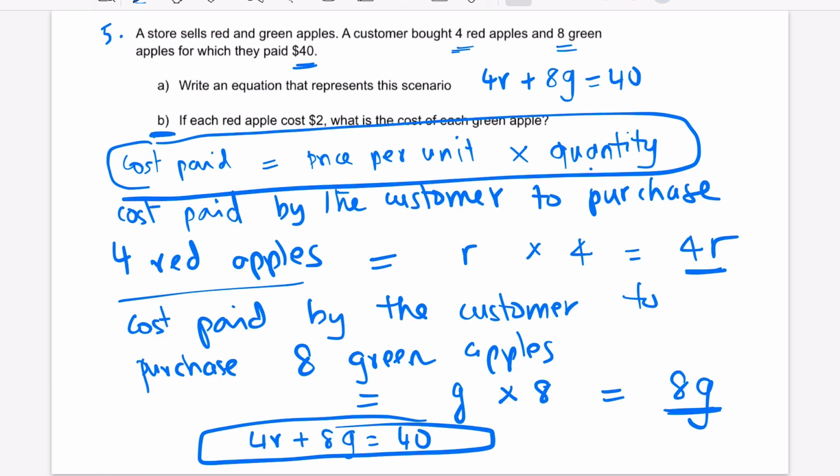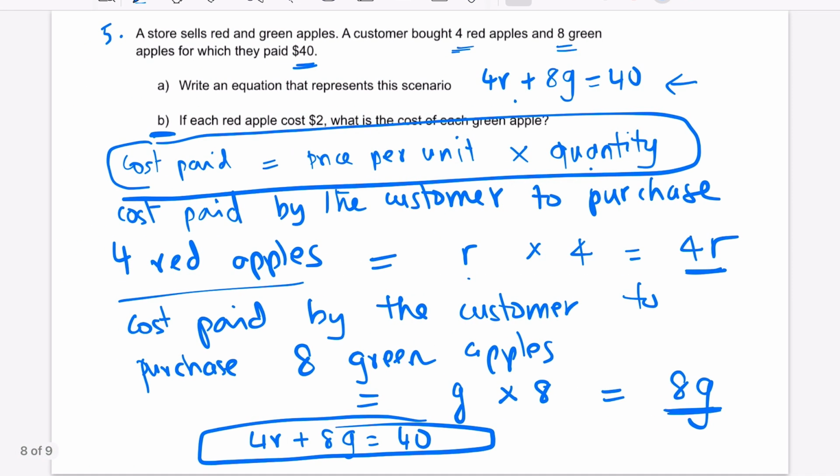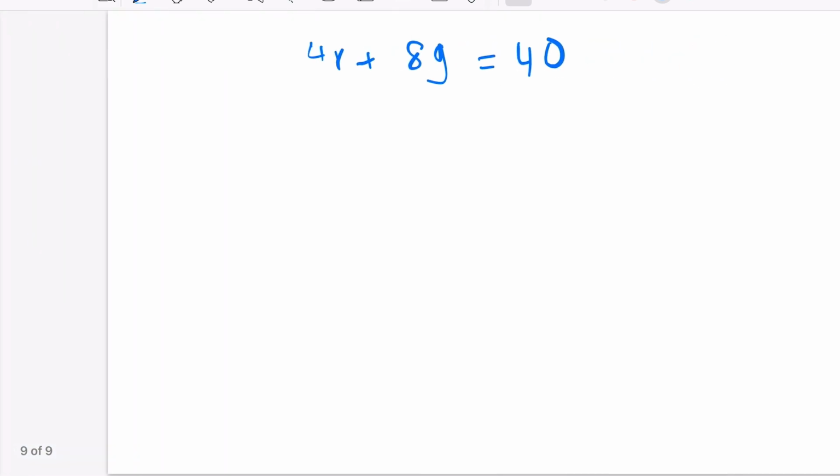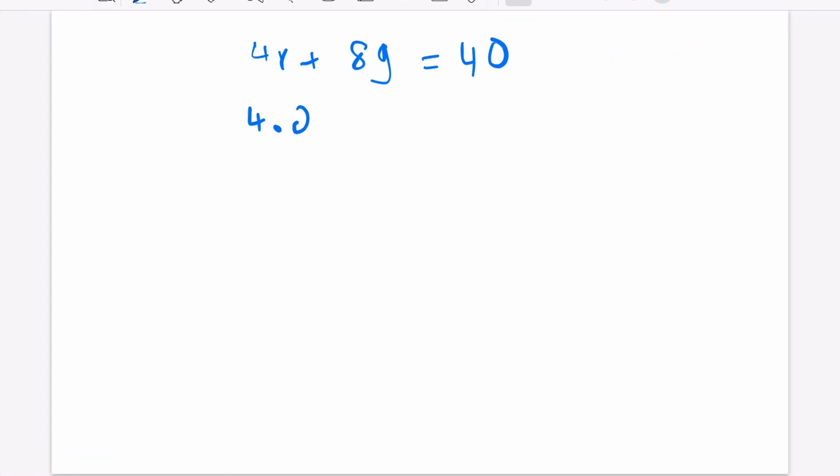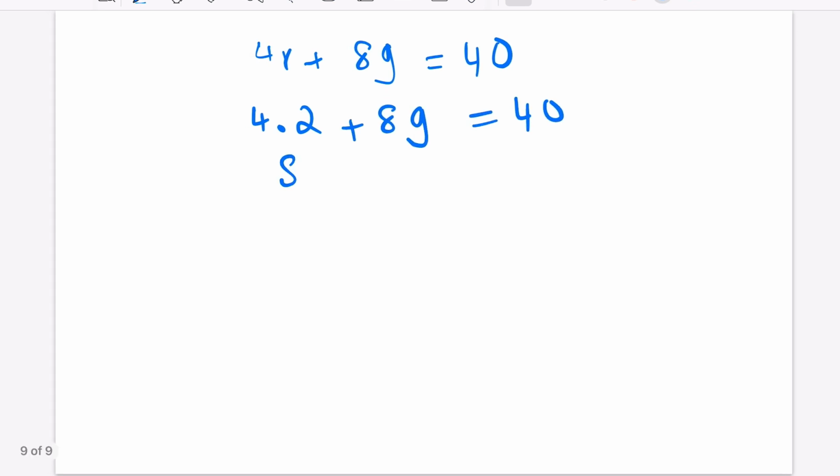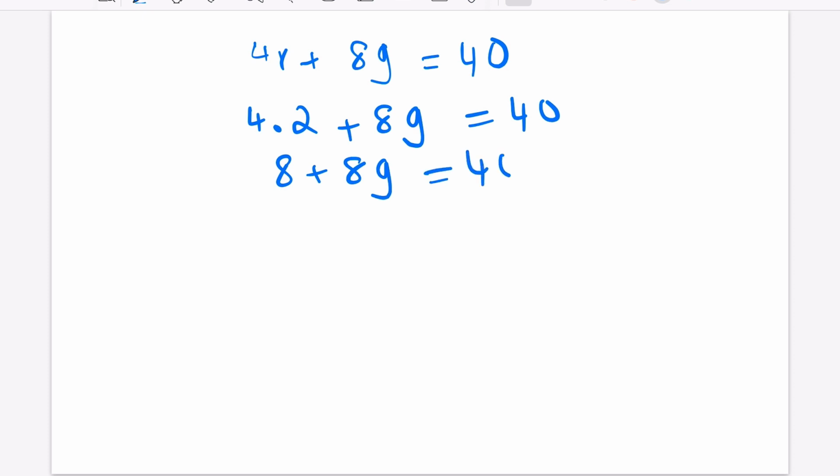If each red apple costs $2, what is the cost of each green apple? So we assumed the cost of each red apple as R here. So they've given R as $2. They're asking you to find G. Let's do that. So we have 4R plus 8G as 40 here. And they say the price of each red apple is $2. So R is 2 now, so 4 times 2 plus 8G is 40. 8 plus 8G is 40.